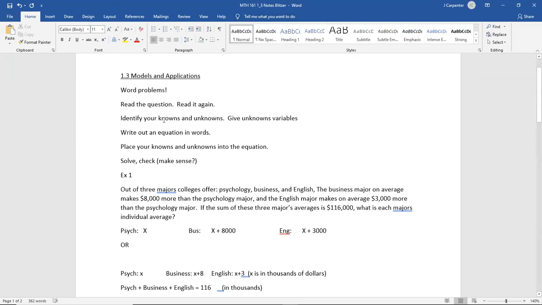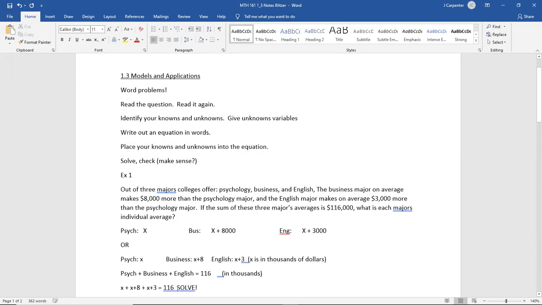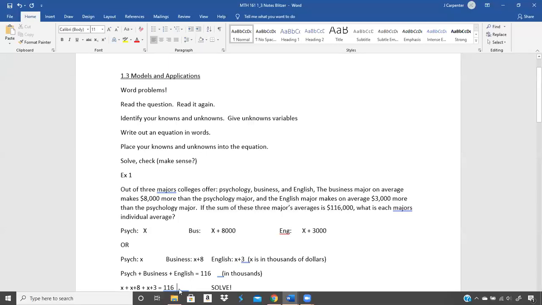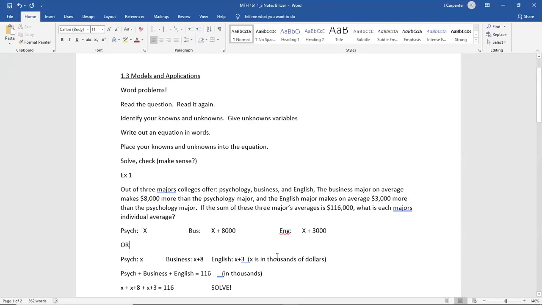So we read the question, we identified knowns and unknowns, we wrote out an equation in our words. Now let's actually put the knowns and unknowns into the equation. So instead of psych, I'm going to write X. Instead of business, I'm going to write X plus 8. Instead of English, I'm going to write X plus 3. So we get this. And from there, this is our equation, and I'll space this out so you can see it a little nicer. The psych major was that first X, the business major was the X plus 8, and then the English major was the X plus 3.